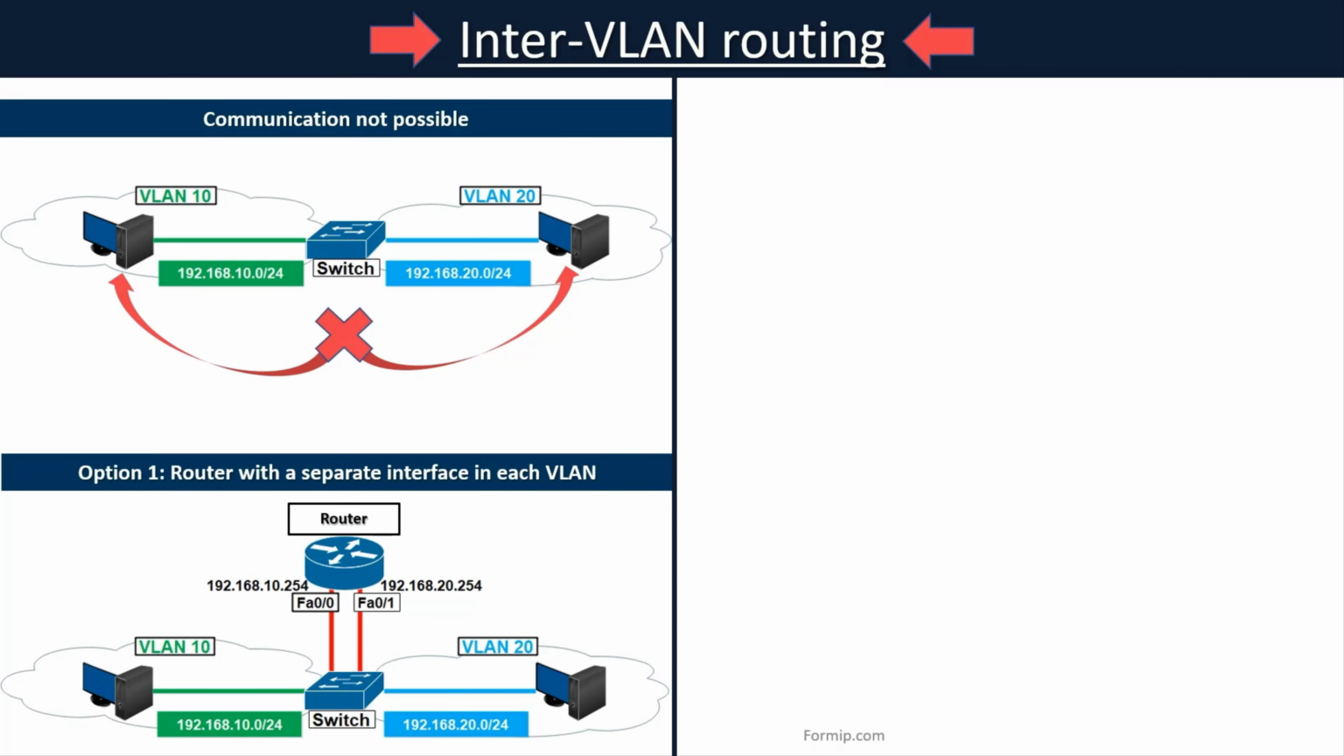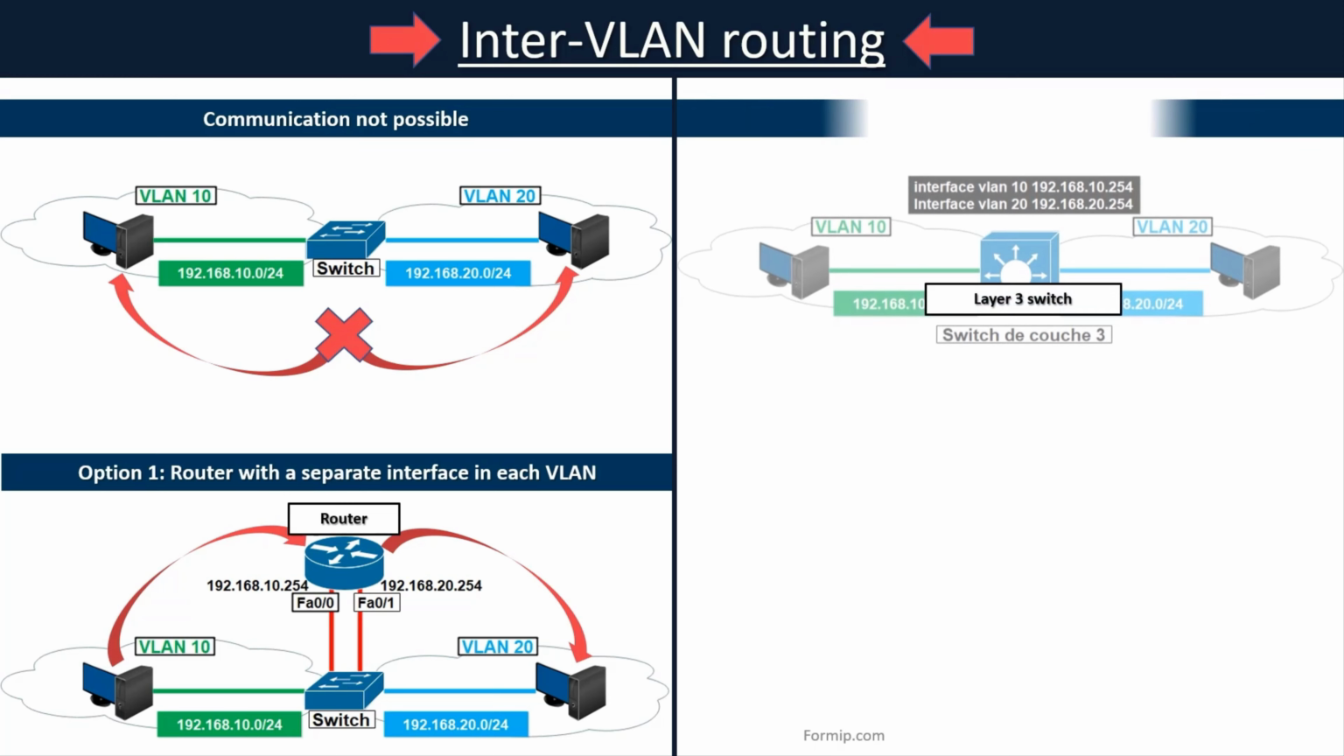On this topology, the PCs of VLAN 10 must go through the router to be able to communicate with those of VLAN 20. The problem with this solution is that you have to use a router interface for each VLAN. The more VLANs, the more interfaces you have to block on the router. So this solution is not really scalable.